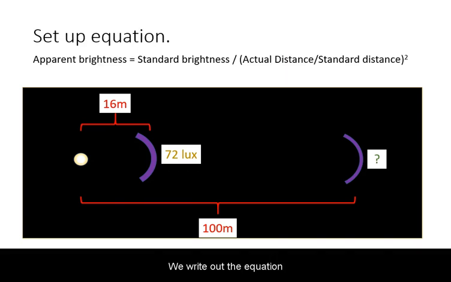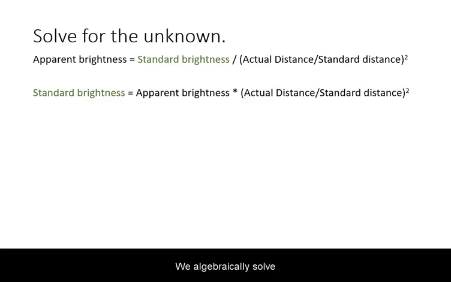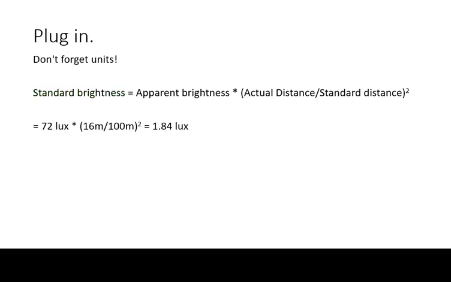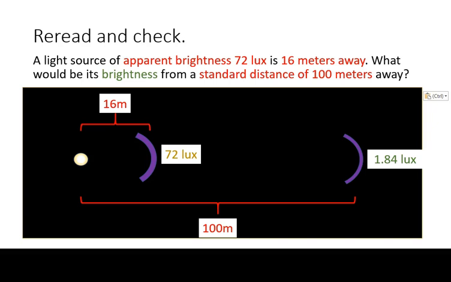We write out the equation in symbolic form. We algebraically solve for the unknown. We plug in and make sure to include the units for each quantity. Finally, we reread the problem and check that our answer is sensible.